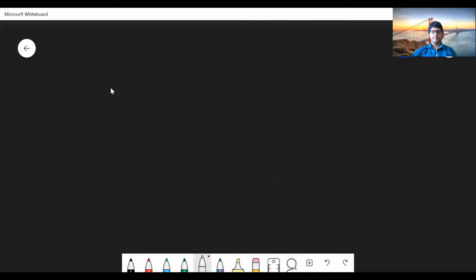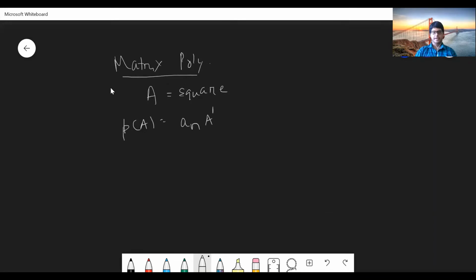Now let me go to one important thing. It is called a matrix polynomial. First of all, a matrix polynomial is defined for matrices when they are square matrices. Fine. How to define a polynomial in matrix A, not probability. This polynomial in A is going to be a_n A to the power n plus a_{n-1} A to the power n minus 1, and so on till a_1 A and a_0 I. This I is the identity matrix of the same order as A.